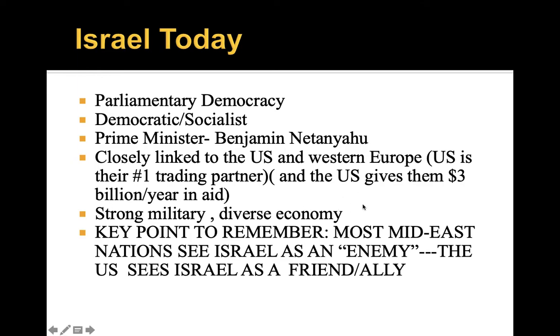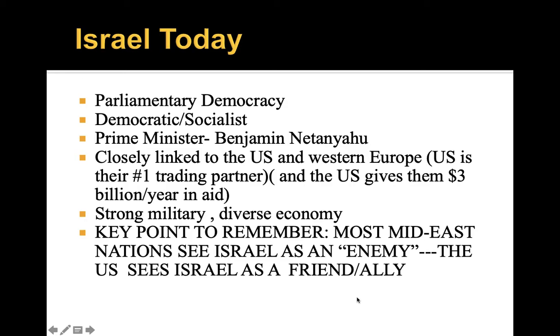Some key points: the US and Western Europe have been closely tied to Israel, and you can see the economic assistance the United States gives them every year, most of it for military assistance. We see them as a key military partner. They have a very strong military, a diverse economy, and a lot of high tech computer equipment and software programs, especially computer security programs, I think, created by Israeli companies.